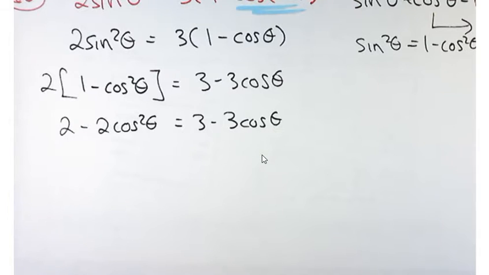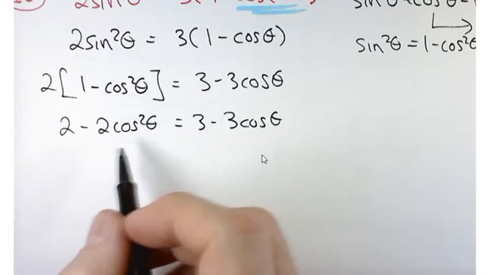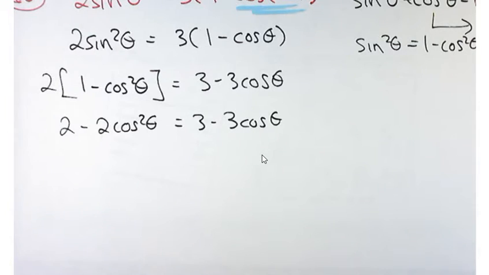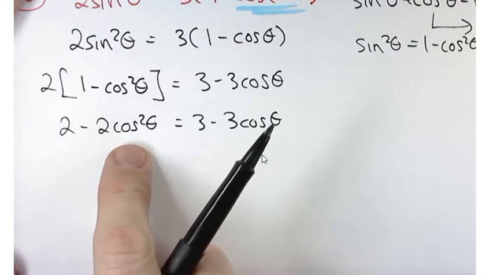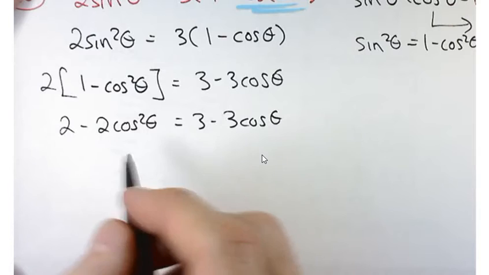Still looking like a big mess. But I've got a squared term, which kind of reminds me of the quadratic equations we dealt with in college algebra and in intermediate algebra. So I'm starting to think about getting a 0 on one side and factoring or something like that.